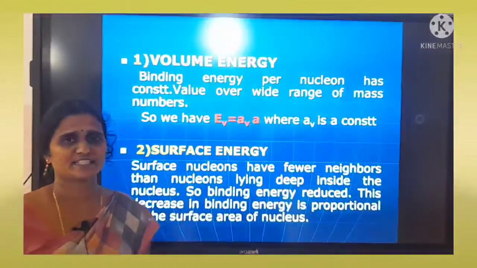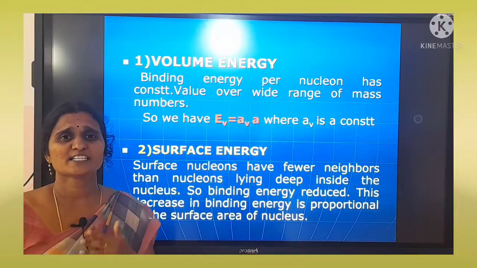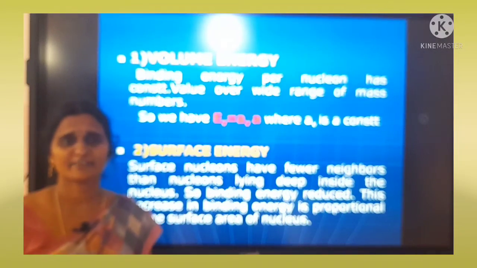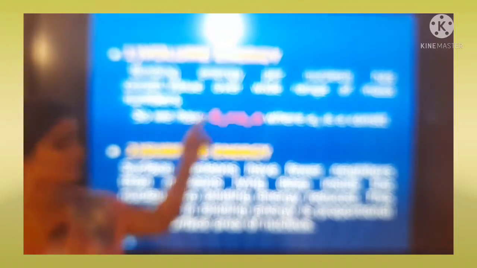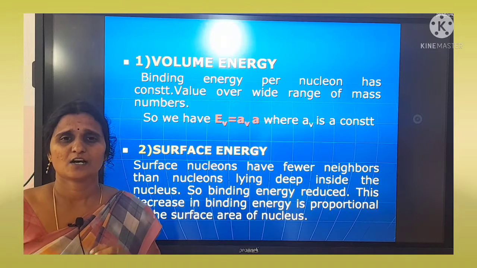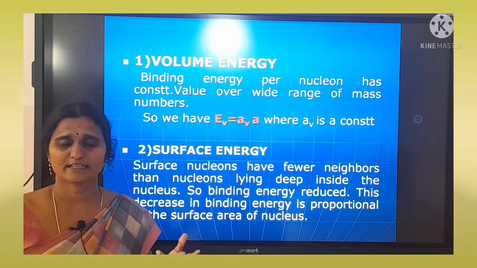What is volume energy? The first term is the volume energy term. The total number of nucleons is very large, so it is not easy to remove them from the nucleus. It will need more and more binding energy. That is why the individual protons and neutrons are not easily removable from the nucleus, and the binding energy is greater.